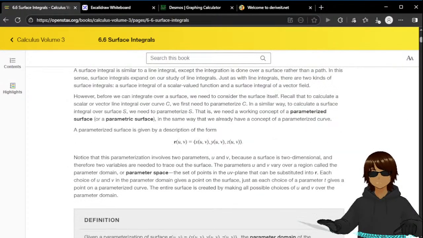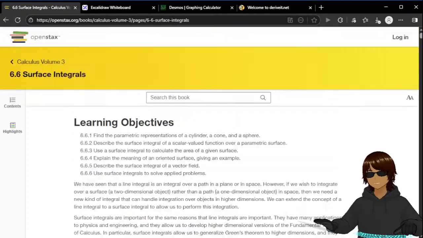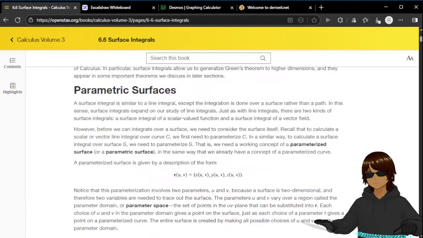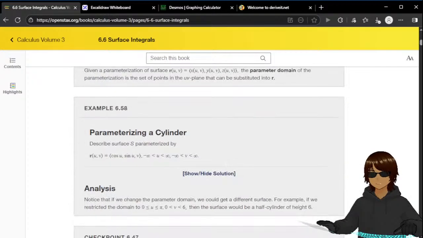Recall that to calculate a scalar or vector line integral over curve C, we need first to parameterize C. In a similar way, to calculate the surface integral over S, we need to parameterize S. That is, we need a working concept of a parameterized surface. And now, instead of just t, they're using two variables to define r.